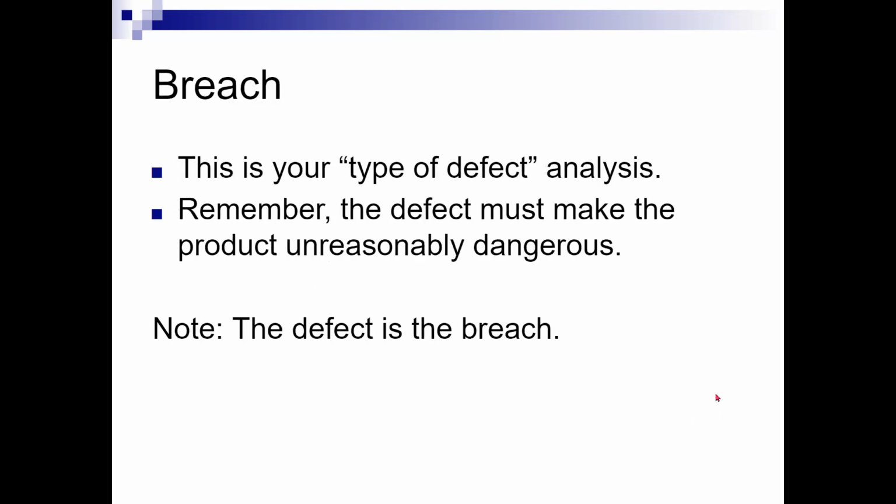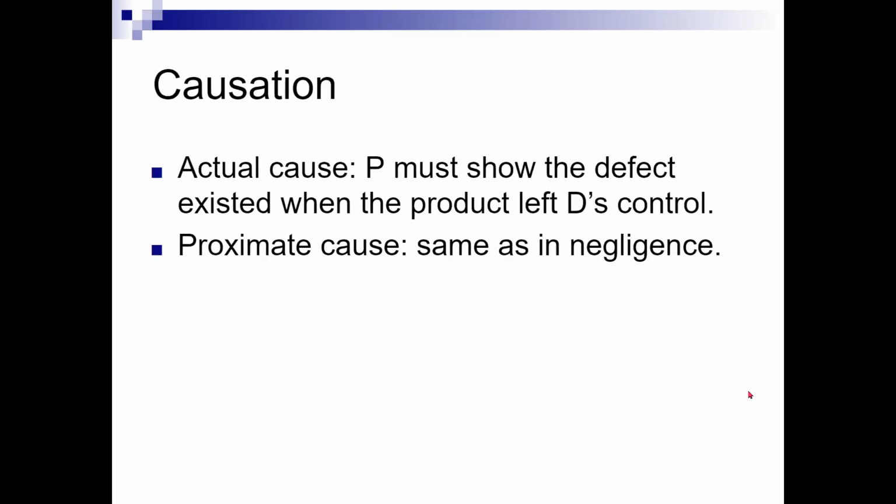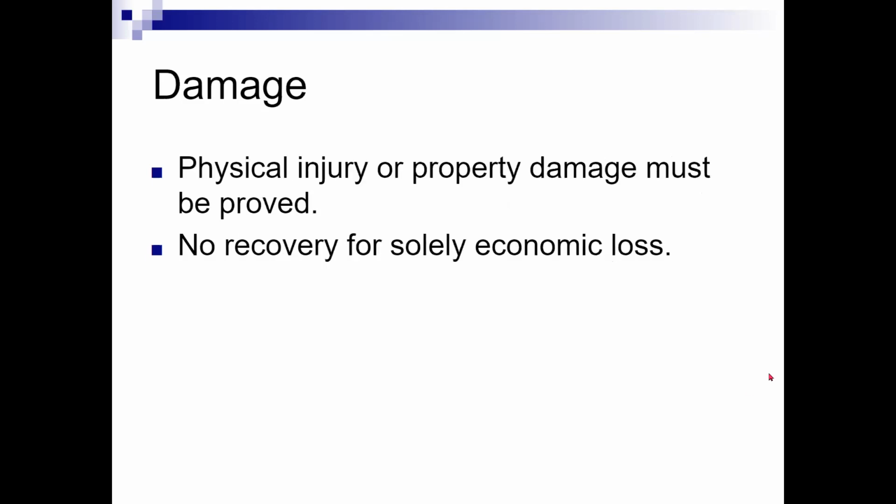Breach. This is your type of defect analysis. Remember, the defendant must make the product unreasonably dangerous. Note, the defect is the breach. Causation. Actual cause. Plaintiff must show the defect existed when the product left the defendant's control. Proximate cause. Same as in negligence. Damage. Physical injury or property damage must be proved. No recovery for solely economic loss.